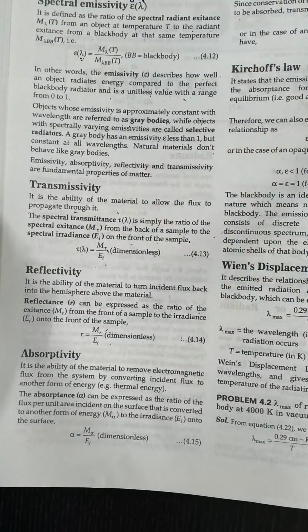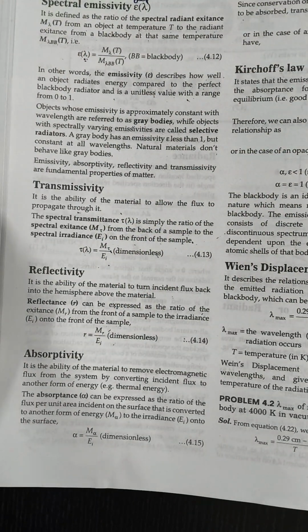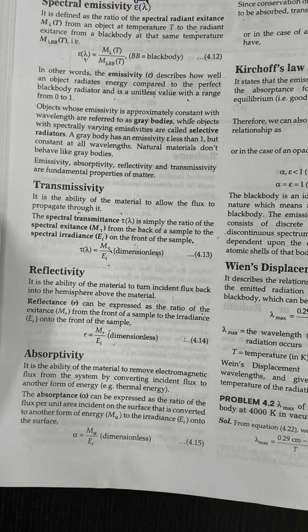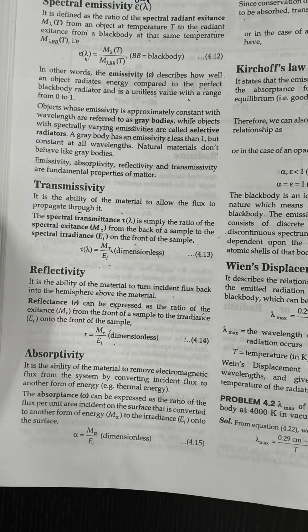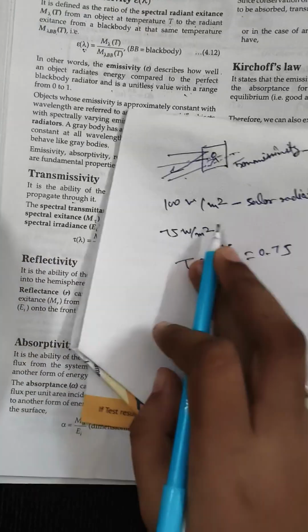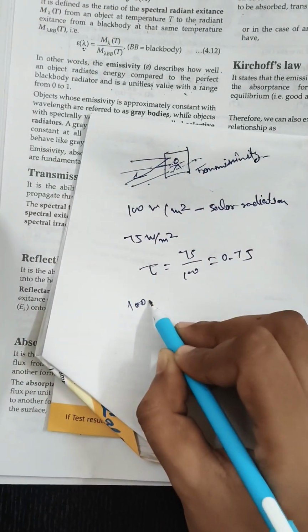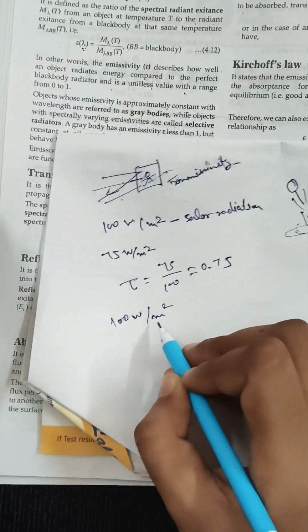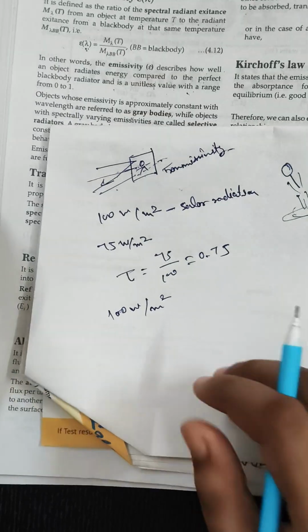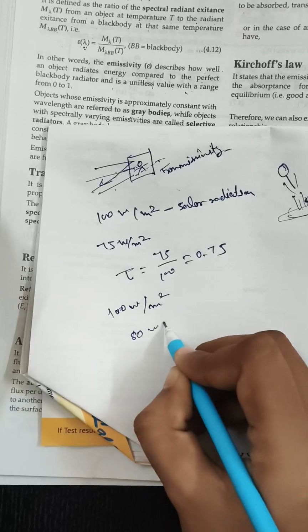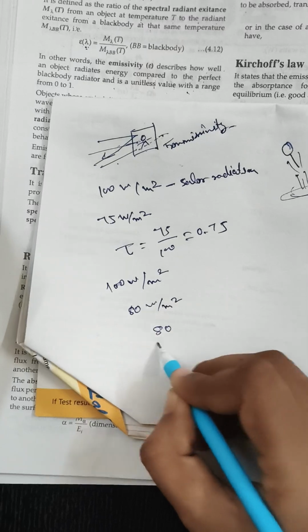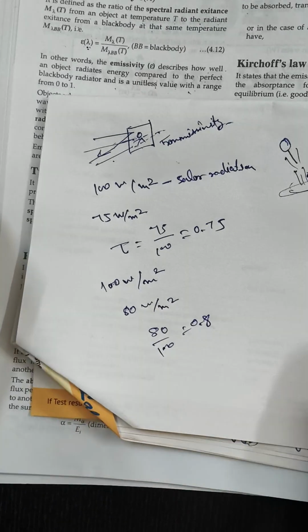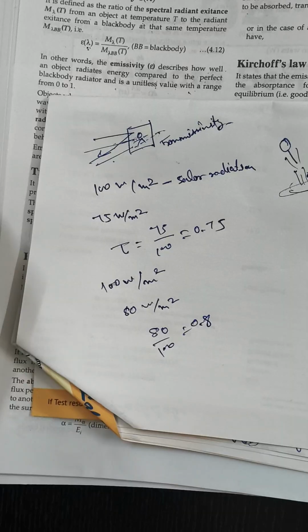Same as transmissivity and reflectivity. So Mr is reflected radiation and Ei is incident radiation. It is a ratio, so it has no unit because both have the same unit. Suppose, in the same example, 100 watt per meter square sunlight falls on a snow covered area, and 80 watt per meter square is reflected back. What is the reflectance? 80 upon 100 equal to 0.8. This means the snow reflects 80% of incoming energy.